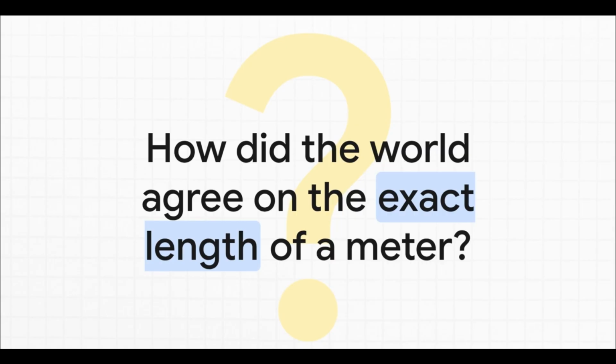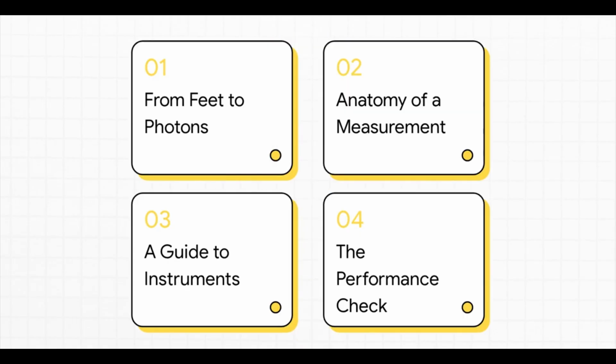It sounds simple, right? But the story of how we got there is this incredible journey, a quest for a universal, unshakable standard. So, here's our game plan. First, we're going to jump into the history, from using actual feet to using the speed of light. Then we'll take apart a measurement system to see what makes it tick. After that, we'll look at the different tools we have, and finally, we'll talk about how we make sure those tools are actually telling us the truth.